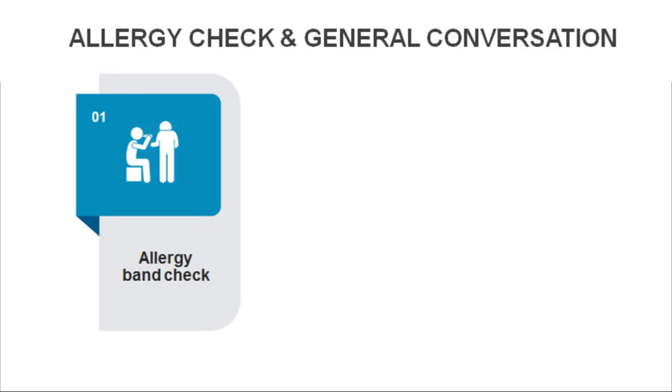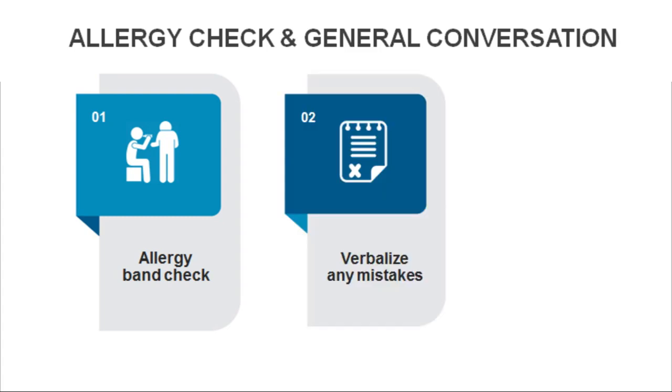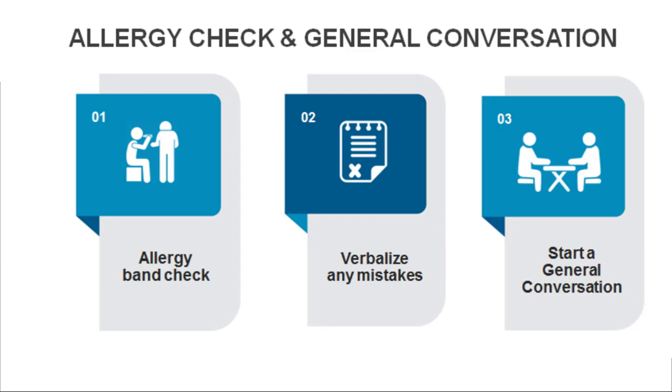Allergy band check. After an allergy band check with the patient and asking what are the effects of these allergens, verbalize any mistakes. You should verbalize that you will rectify mistakes on the wristband or documentation after the assessment is done. Start a general conversation. General conversation can help the assessment flow easily. What brought you to the hospital? How are you feeling today?